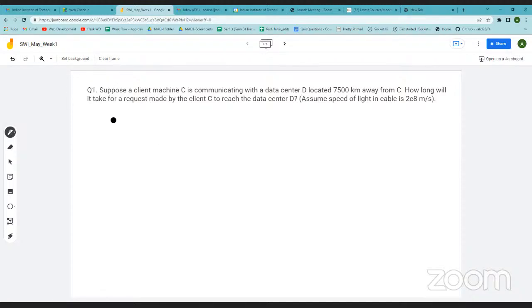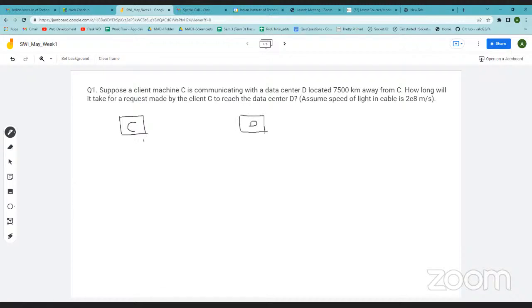Okay, so the question is: suppose a client machine C is communicating with the data center D located 7,500 kilometers away from C. How long will it take for the request made by the client to reach the data center D? It looks pretty straightforward. There is one client machine called C, and one data center called D.